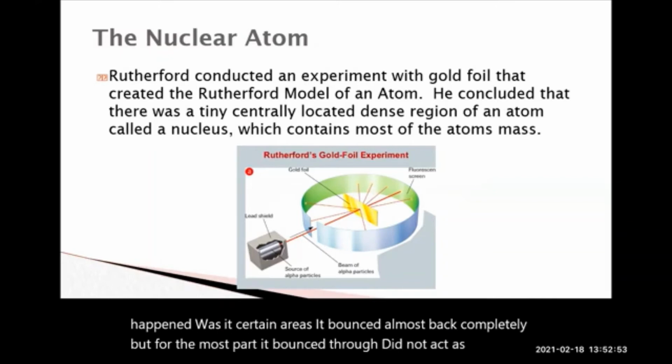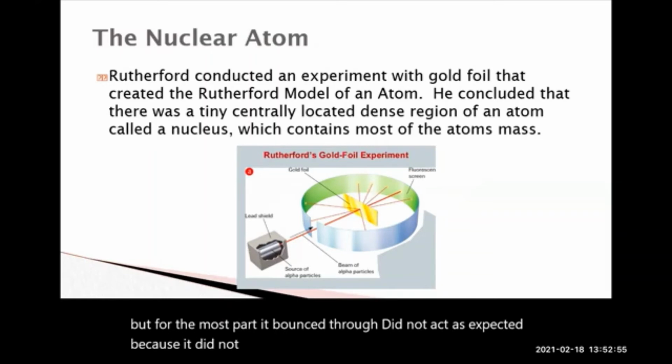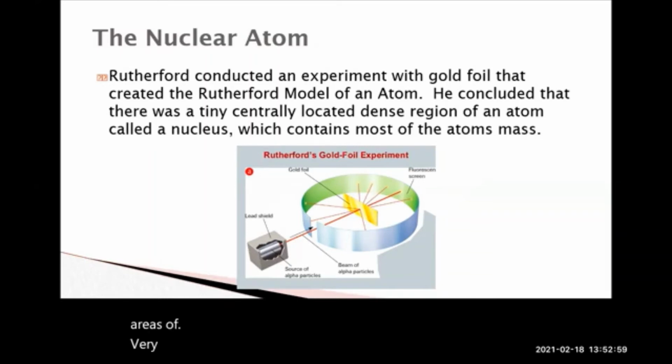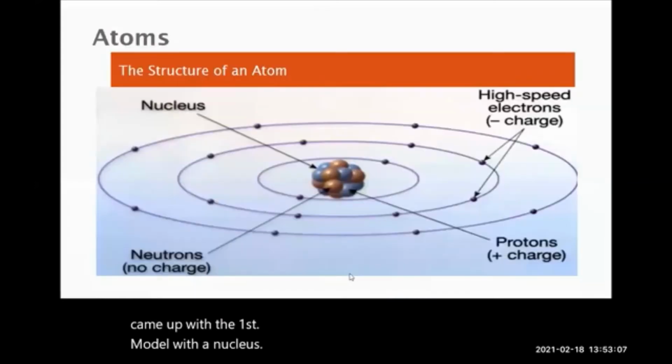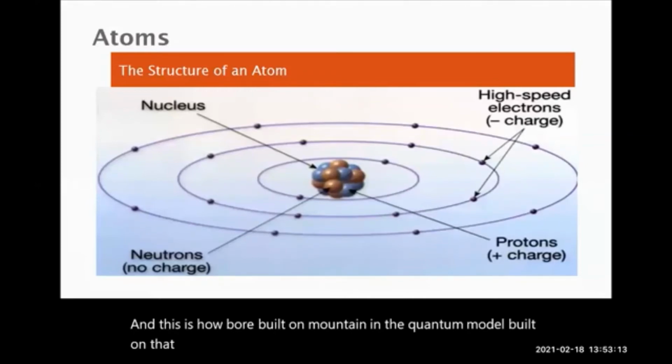Because it did not act as expected, they figured out that there were areas of very dense positivity and large areas of nothing. And this is how we came up with the first model with a nucleus. And this is how Bohr built on that, and the quantum model built on that. It all started with Rutherford.